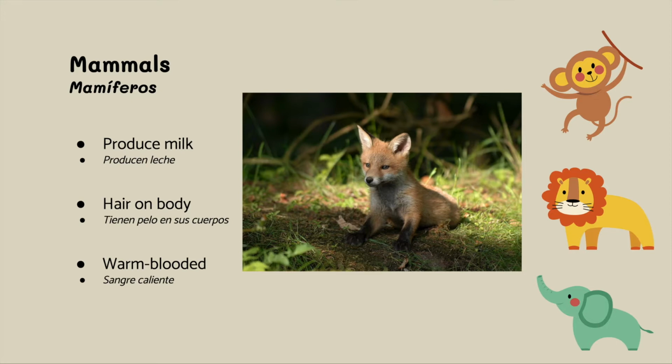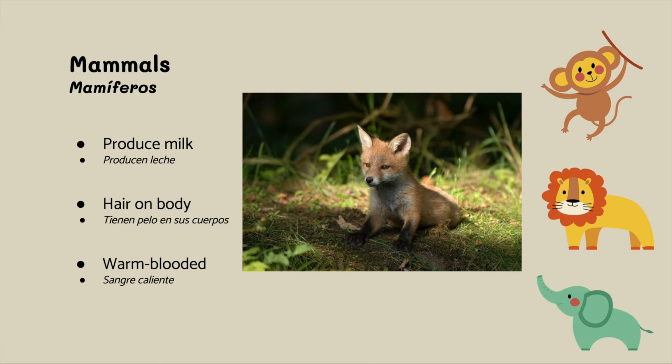They have hair or fur on their body, and they're warm-blooded, meaning that their blood doesn't change temperature based on what the weather is like or what the temperature is like outside. This might surprise you, but humans are actually mammals. When our moms have babies, they make milk, we have hair on our body, and our body temperature does not change.